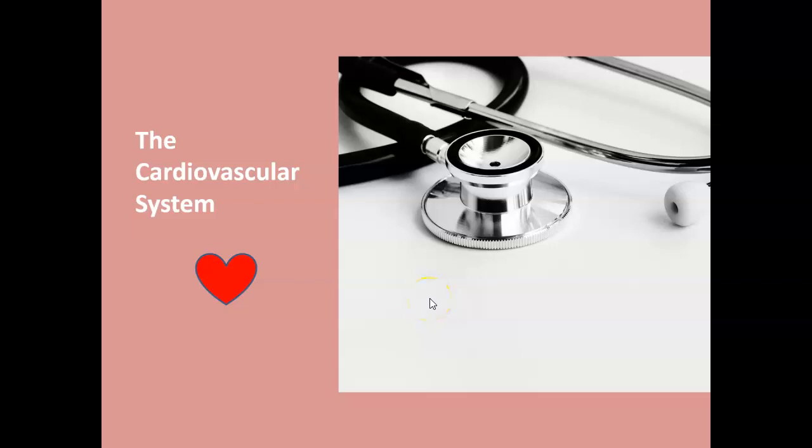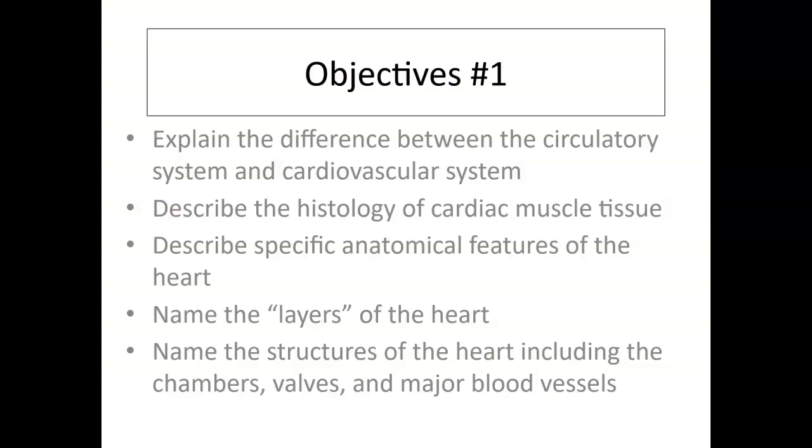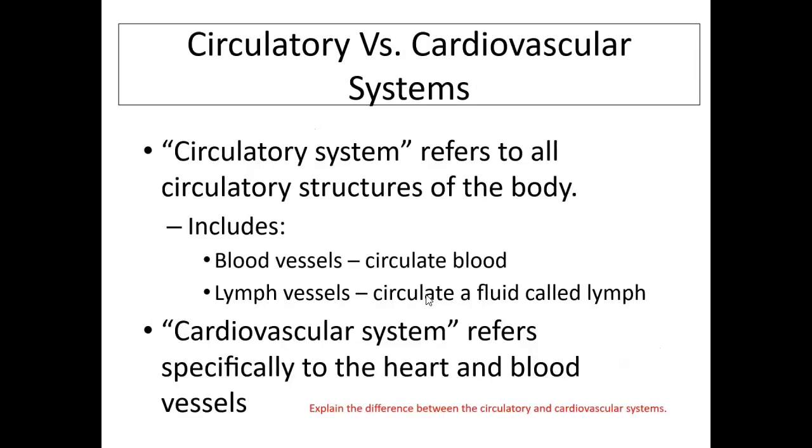In this first video, I'll introduce the basics for the cardiovascular system. Due to the amount of information covered, the first set of objectives are divided into two videos. We'll see what the difference is between the cardiovascular and circulatory systems, review cardiac muscle histology, and look at the anatomy of the heart. Circulatory refers to that which is flowing through the body.